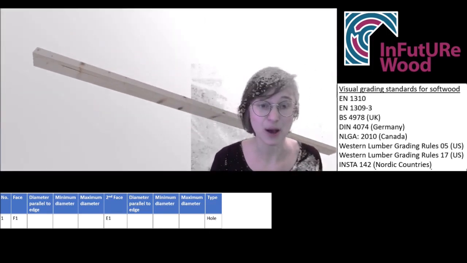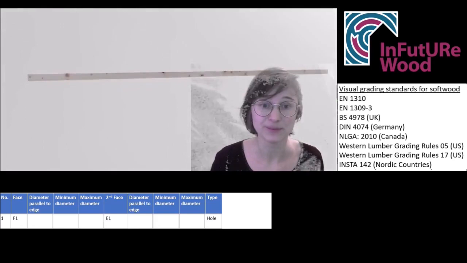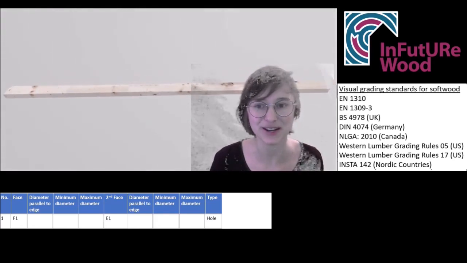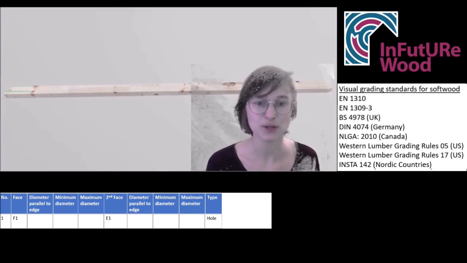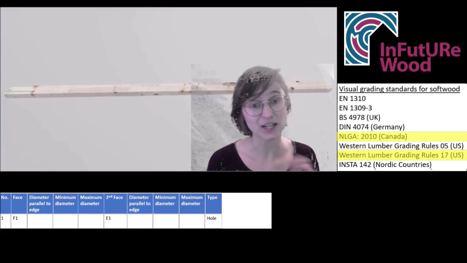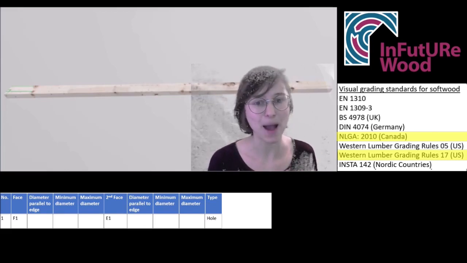So are we done now? Is this all? Unfortunately not. We need to measure a little bit more. We also need to measure the lengthwise position of the knots, but also the distance from other knots and the distance from the edge. So if we just measure the lengthwise position and the edgewise position, we could then map the knots within the beam and would be able to satisfy all the standards.